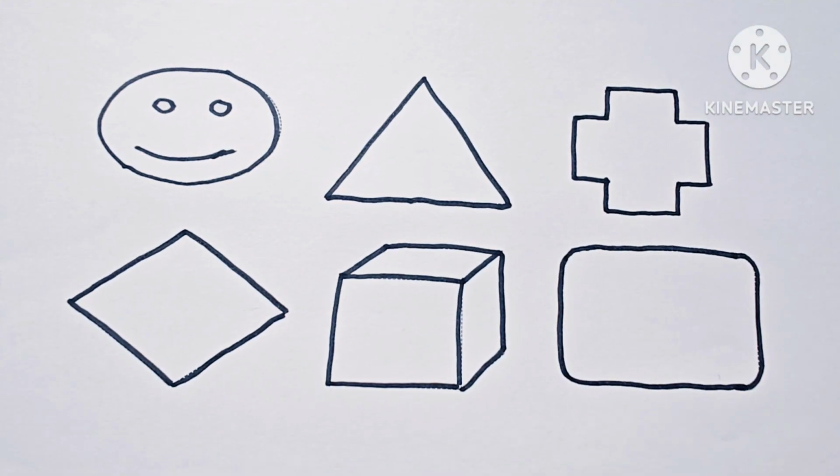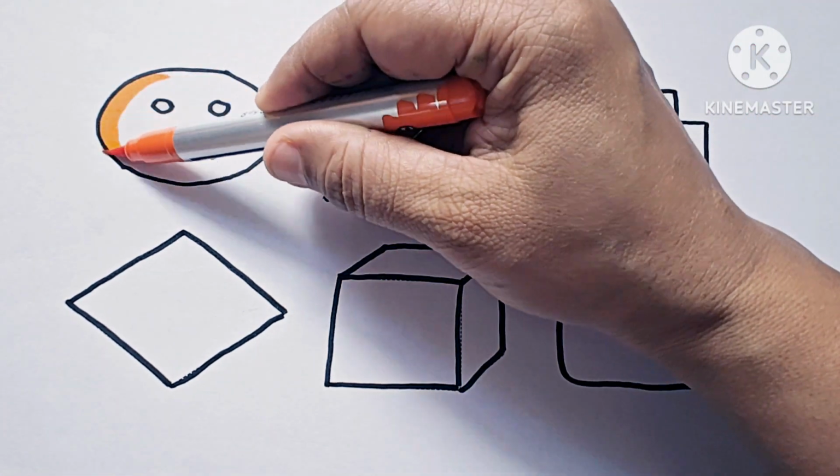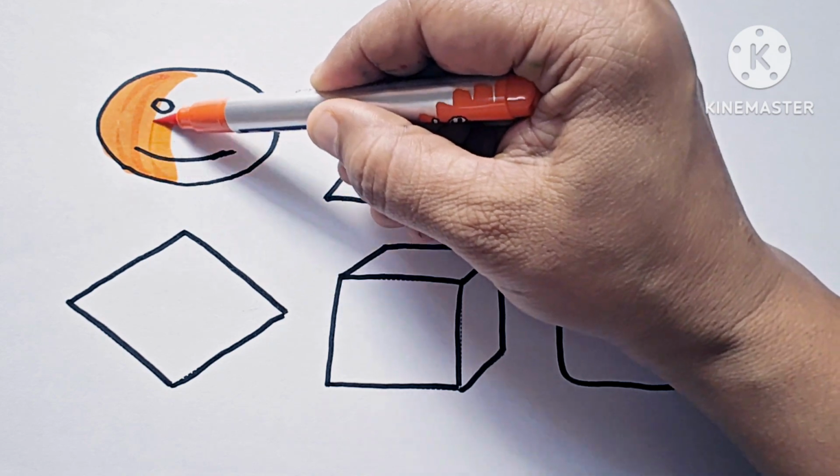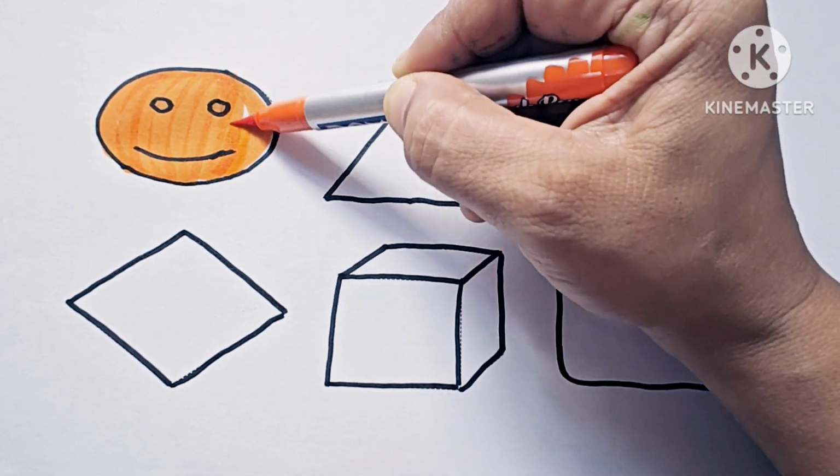Shapes and symbols. This is orange color. This is smiley. Smiley is an emoji.